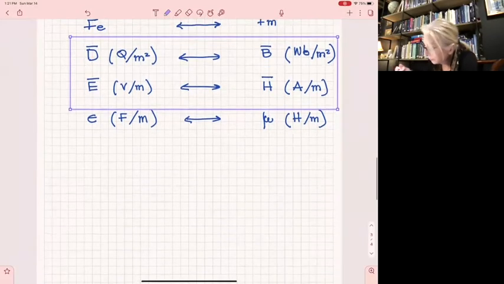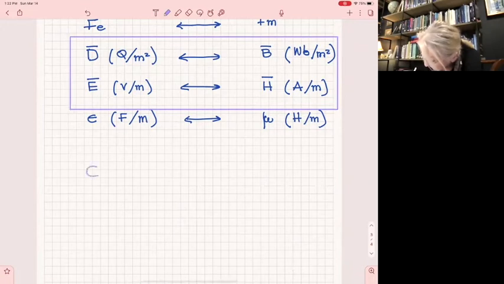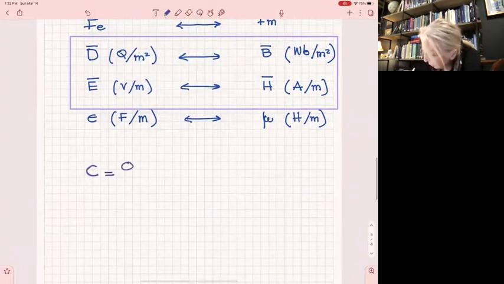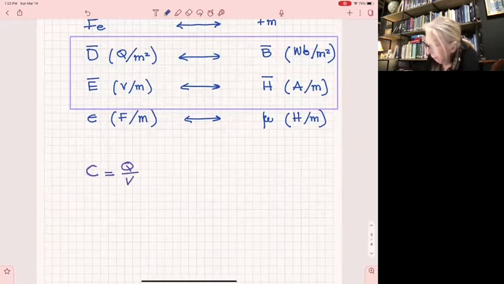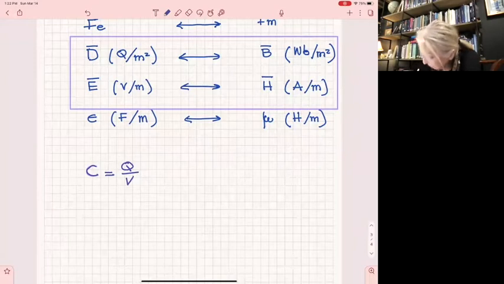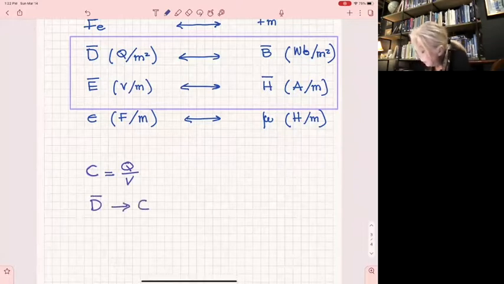So for example, when we want to find capacitance C, we want to use Q over V. But Q is related to D. Q over meter squared is related to D. So C indirectly relates to D. So from D, we find C. From the electric flux density, D, we find C.